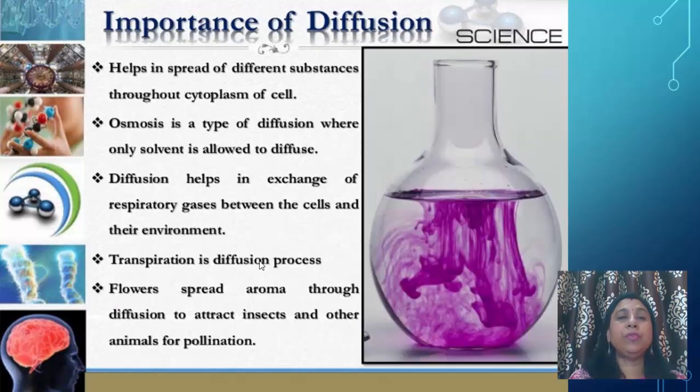Now, what is the importance of diffusion? It helps in spread of different substances throughout the cytoplasm of the cell. Osmosis is a type of diffusion where only solvent is allowed to diffuse. Diffusion helps in the exchange of respiratory gases between the cells and their environment. Transpiration is a diffusion process, and flowers spread aroma through diffusion to attract insects and other animals for pollination. So these all are examples of diffusion, and you can see the importance of diffusion.